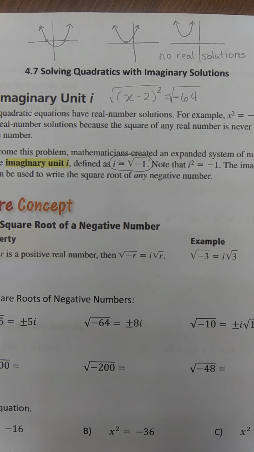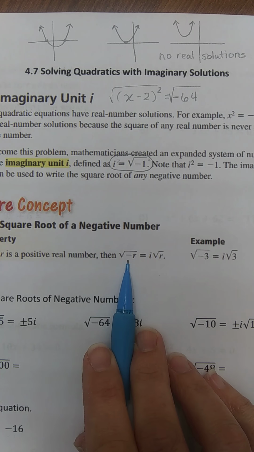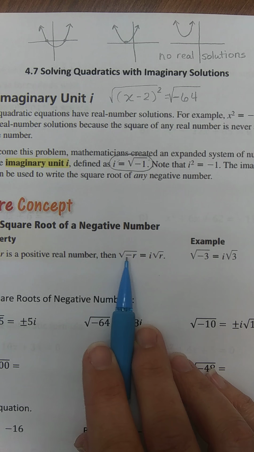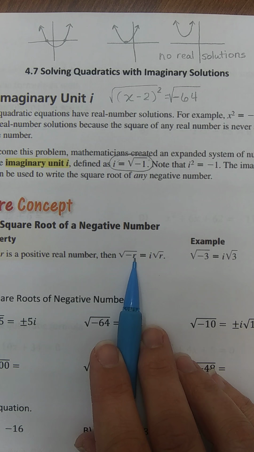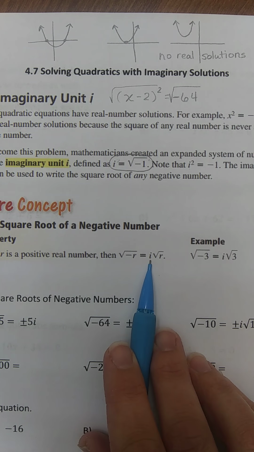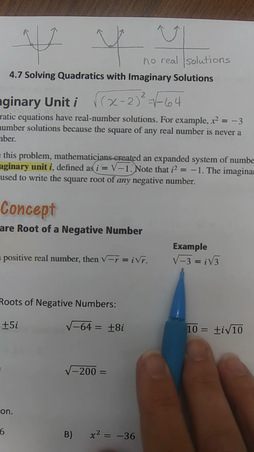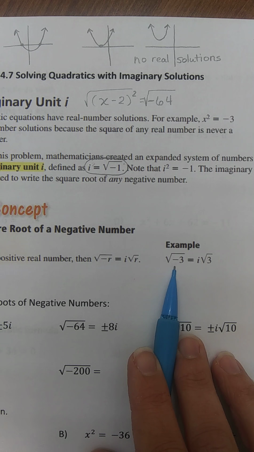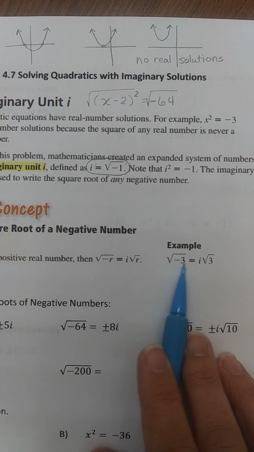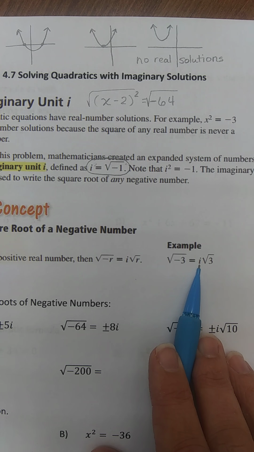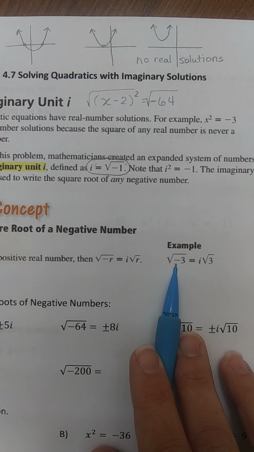So here's the way it works. If you have a square root of a negative number, all that's going to happen is you're going to still take the square root of the number itself, in this case it's r, but the negative will cause an i to go in front of that radical. So if we have the square root of negative 3, then we're still going to have the square root of 3, but now we're going to have an i that comes out because of the fact that our answer is imaginary.